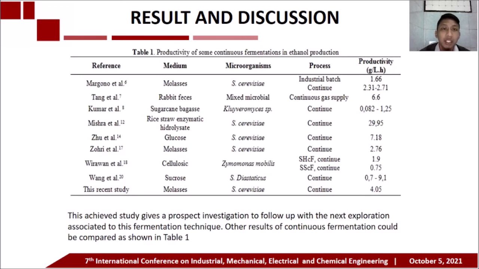And then this is a comparison of productivity of some continuous fermentations in ethanol production. In the recent study, with molasses medium, Saccharomyces, and a continuous process, we have a productivity of 4.05 grams per liter hour.